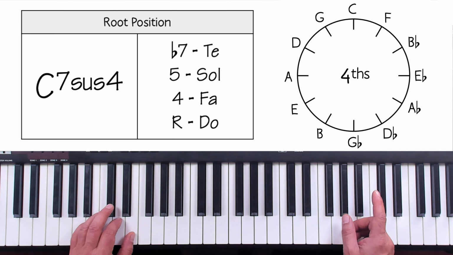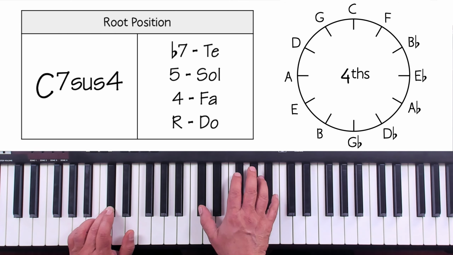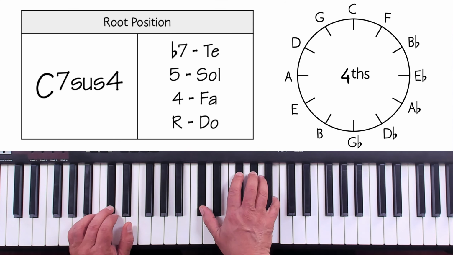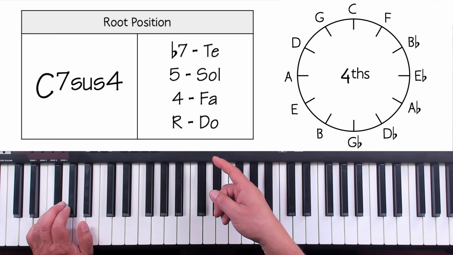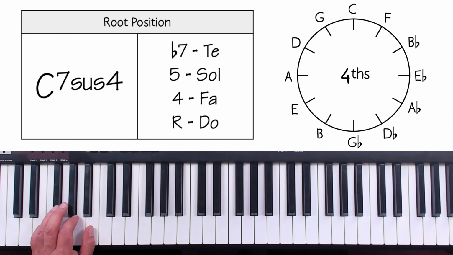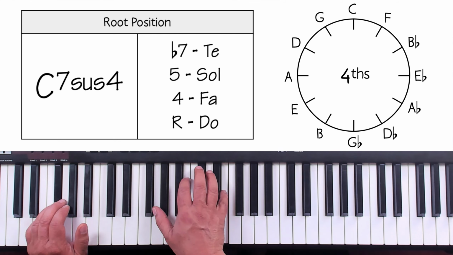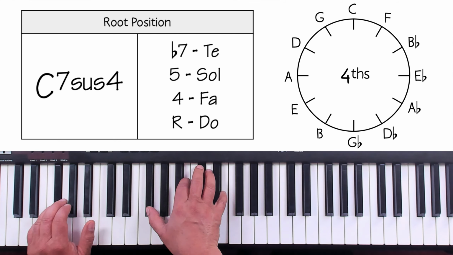Next one, cycle D flat. Let's sing and play. Do, fa, sol, te. So now we're gonna go to G flat. And from G flat on, we're gonna go descending. Te, sol, fa, do. So here we go. Te, sol, fa, do.